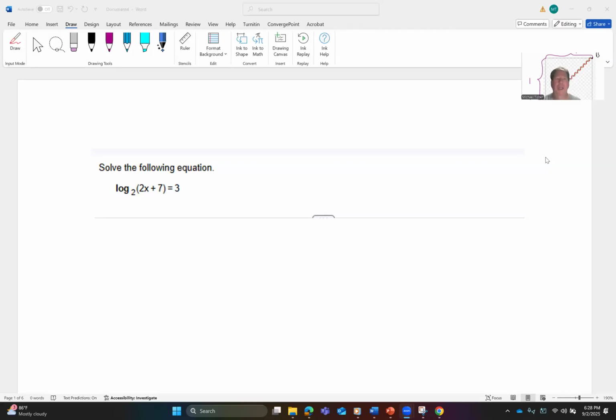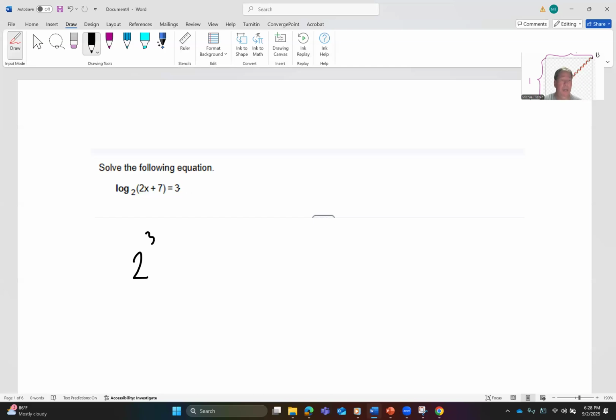Hello, everybody. Let's solve this equation that says log to the base 2 of (2x + 7) equals 3. All right, so to start off, we can convert this log equation to an exponential equation. Here, the given base is 2, so we'll write the 2 here, and then we'll go to the other side and write the number that's by itself, which is a 3, and that 3 is actually an exponent. So a log is just an exponent.